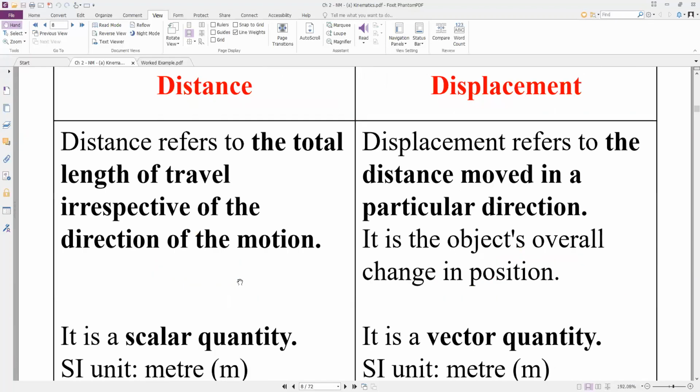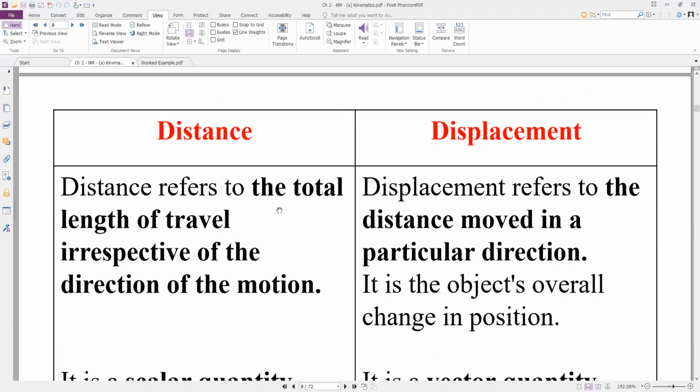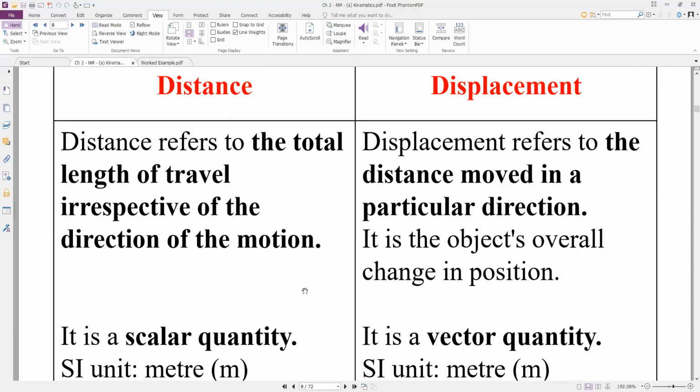Now, starting again with distance and displacement. What is distance? Distance refers to the total length of travel irrespective of the directions of the motions. And what is displacement? Displacement refers to the distance moved in a particular direction. It is the object's overall change in position.